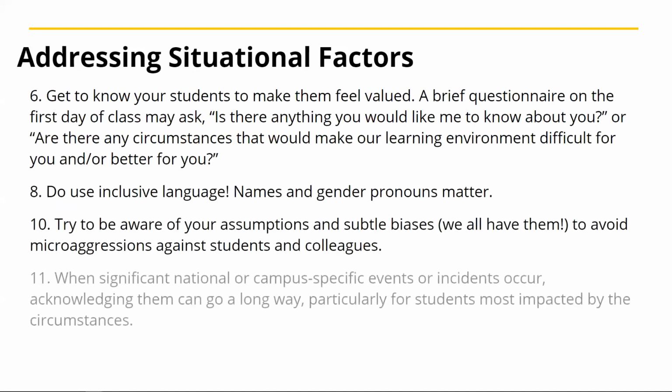When we think about some of the additional things that we can do from the Inclusive Excellence teaching strategies, number 11 is really significant right now. When significant national or campus-specific events or incidents occur, acknowledging them can go a long way, particularly for students most impacted by the circumstances. And so it's important that we acknowledge that we're in the midst of a pandemic. It's important to acknowledge your own vulnerability, that you're struggling with how to proceed.